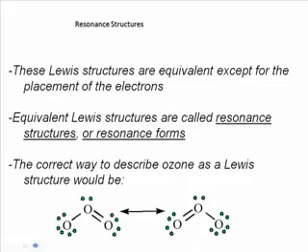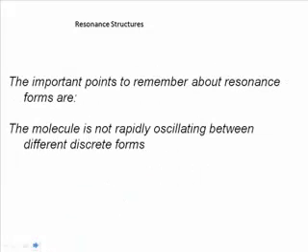In this case of ozone, I could have put the double bond on either side. And so the correct way that we draw that is you just draw both versions and put a double-headed arrow in between them. Okay? And again, the key thing to remember about that, even though resonance we think of oscillating things, is that really that's not what is happening.